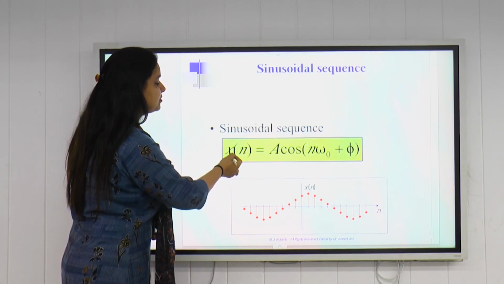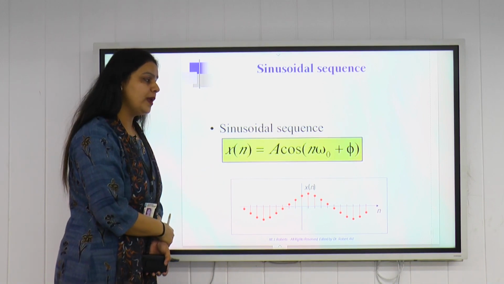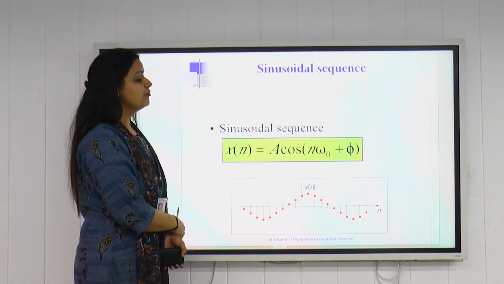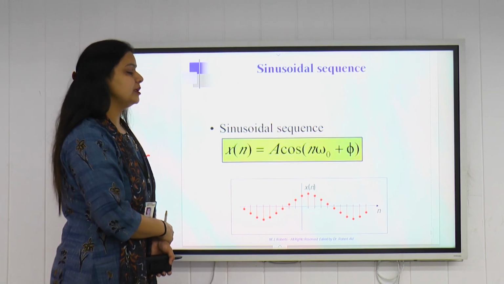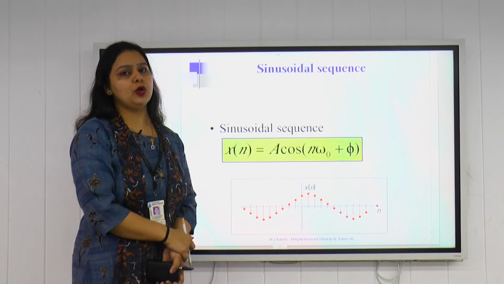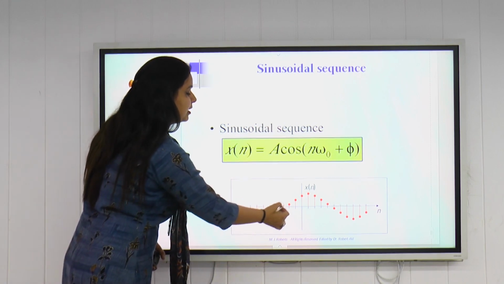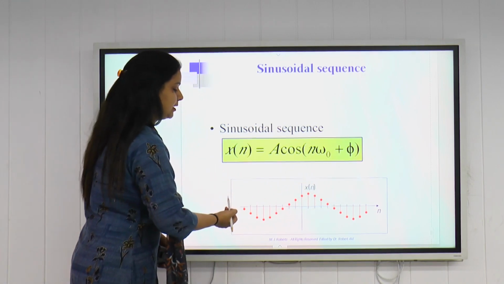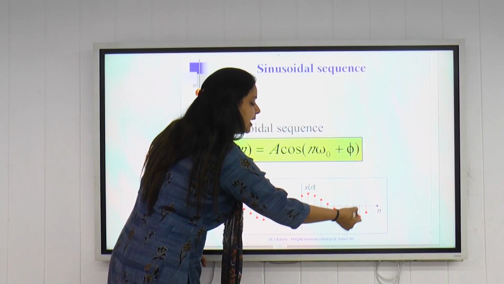If I say its value is given by x[n] = A cos(nω0 + φ). Here φ is the phase angle and n is the integer that is used for the sinusoidal signals. So sinusoidal signals can be a cosine wave as well as a sine wave. Right? We can see the graphical representation of the discrete signal. This is in the form of a sinusoidal wave but discrete in nature.